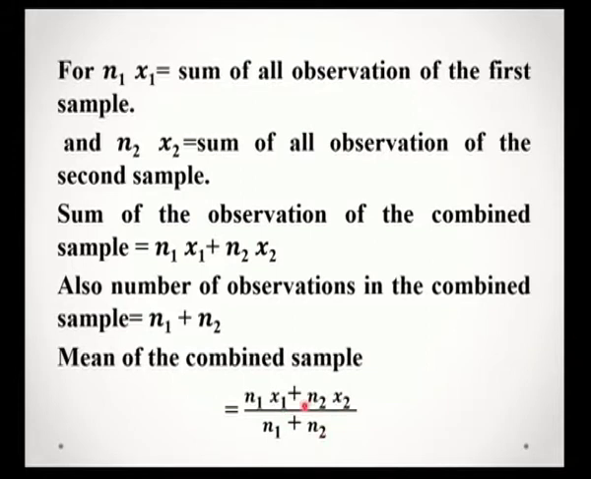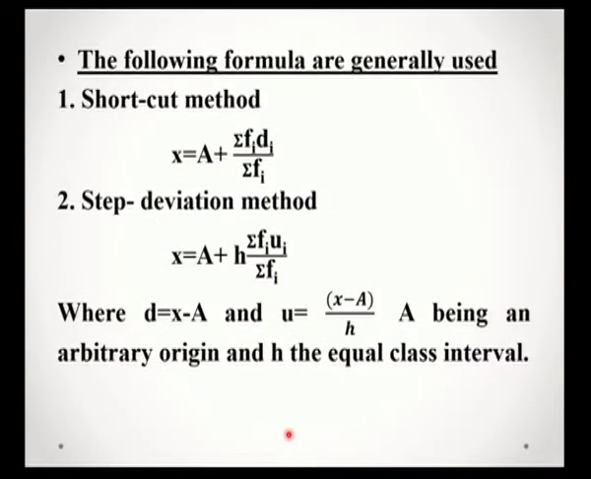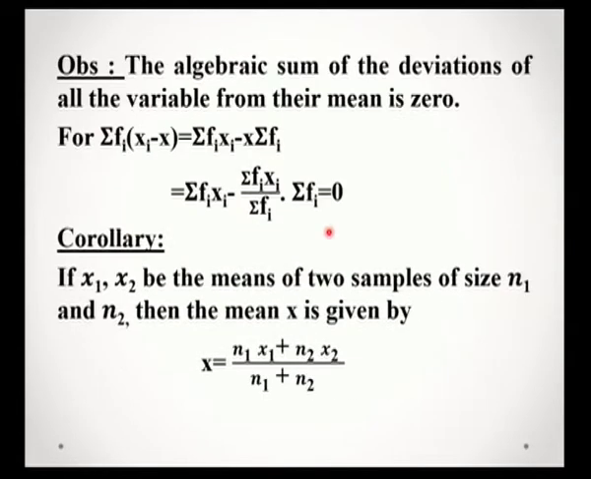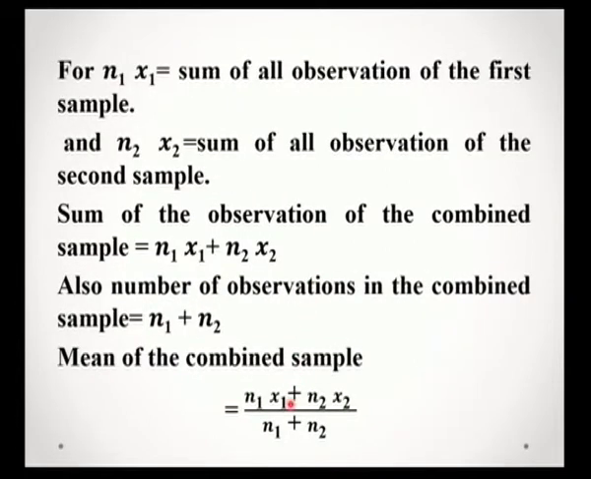Here two sets of samples are considered. Instead of these two sets of samples, you can go for n sets of samples. So, this arithmetic mean formula will change as n1 x1 plus n2 x2 plus n3 x3 and so on up to nn xn over n1 plus n2 and so on. This is what we said in this case. This is the frequency case. This frequency case is similar to this corollary.